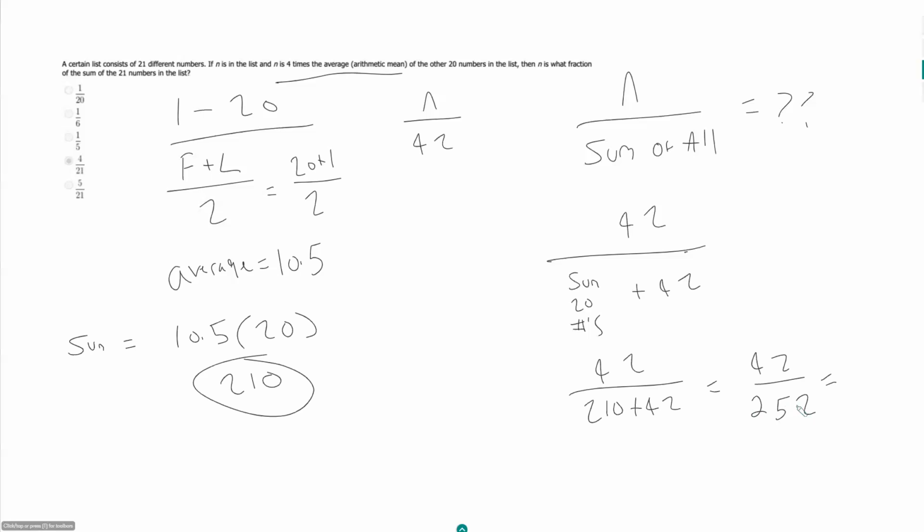If I want to simplify this now, the digits of 252 add up to 9, which is a multiple of 3, so this whole thing should be divisible by 3. I believe 42 divided by 3 is 14. What is 252 divided by 3? 3 goes into 25 8 times, and then 3 goes into 12 4 times. So 14 over 84. And then I believe 84 is divisible by 14. What is it, 7? Or no, 6. So 14 over 84 is the same as 1 over 6, which is B.